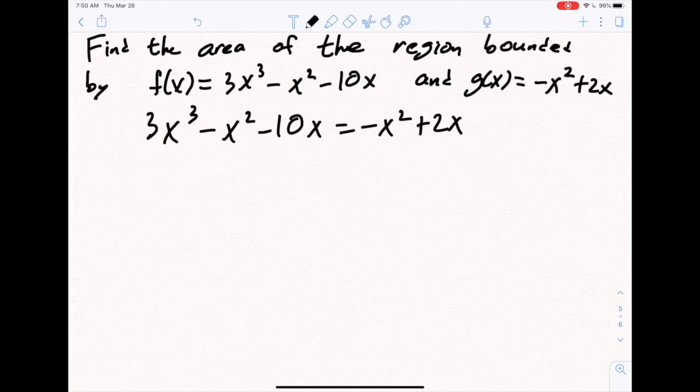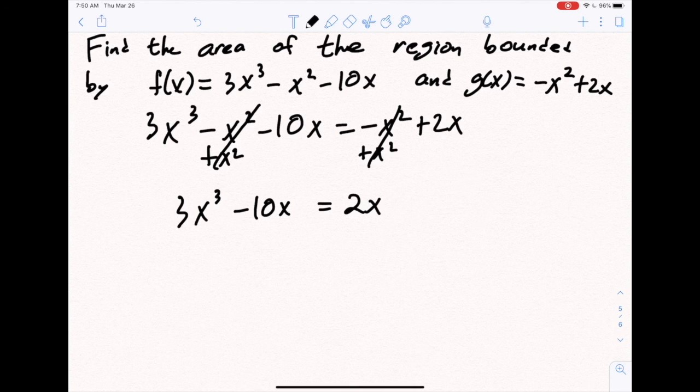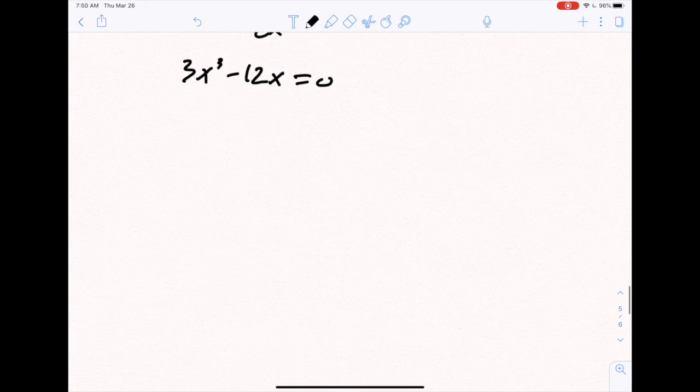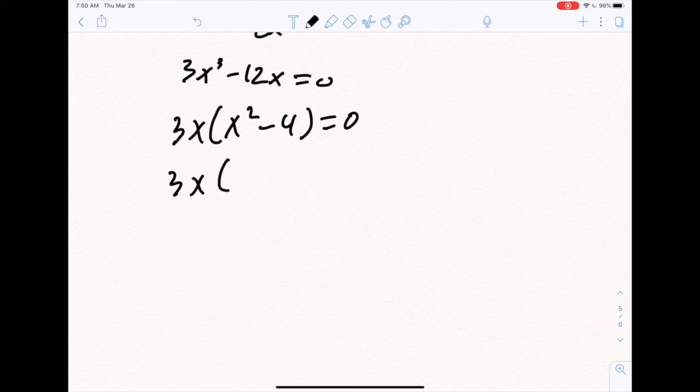And now we solve. If we add an x squared to both sides, both of those cancel out. And so we get 3x cubed minus 10x equals 2x. Now we can subtract 2x from both sides, and we get 3x cubed minus 12x equals 0. Now we can factor out 3x, and we get x squared minus 4 equals 0. So this becomes 3x times x plus 2 times x minus 2 equals 0.